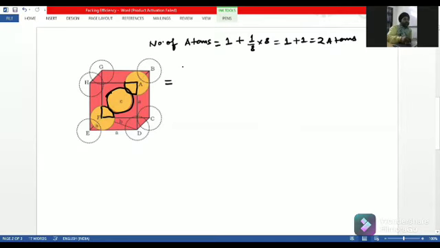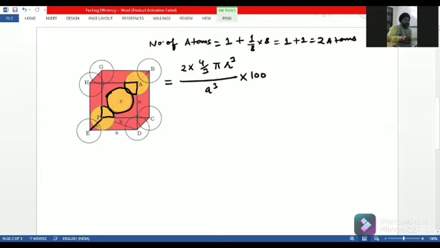Now to calculate the packing efficiency, we'll write 2 multiplied by 4/3 pi r cube, because there are 2 atoms which are spherical in shape, divided by a cube, then multiplied by 100. Now the next task is to find the relation between a and r, which is very important because we have to substitute a in terms of r.